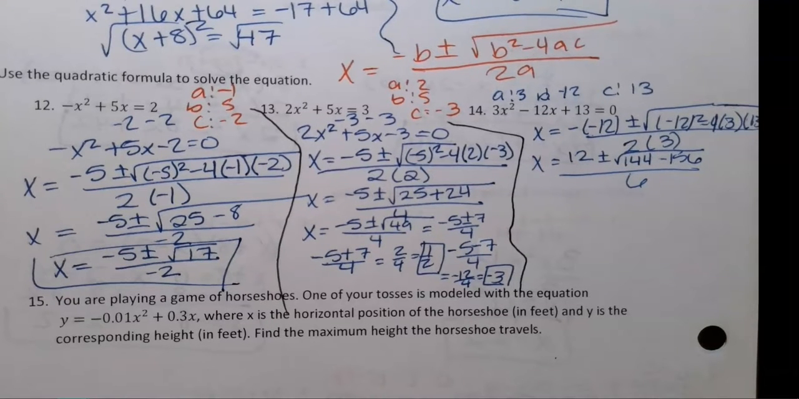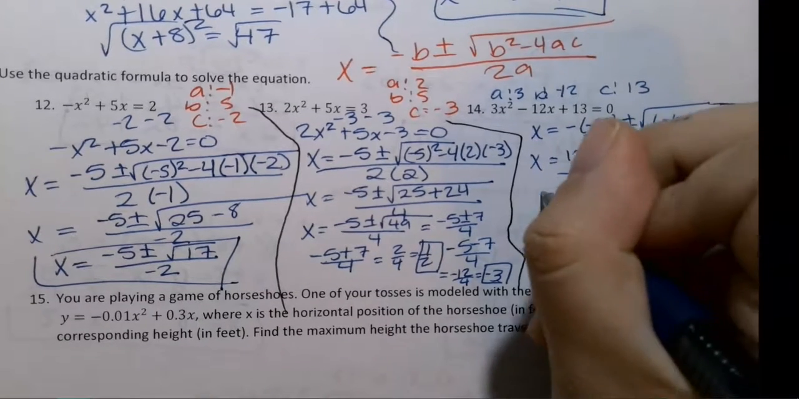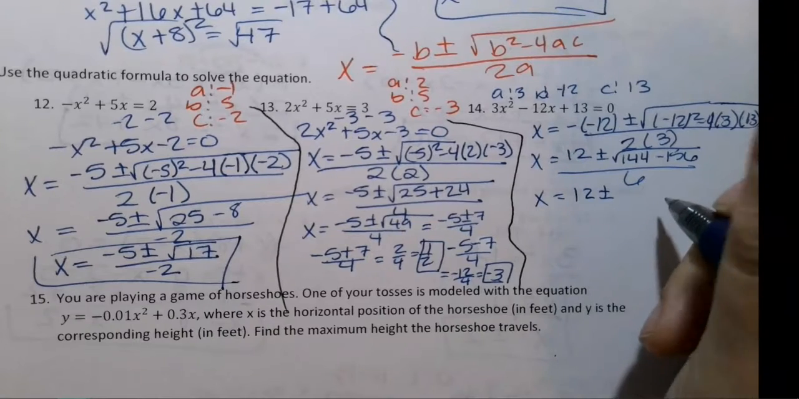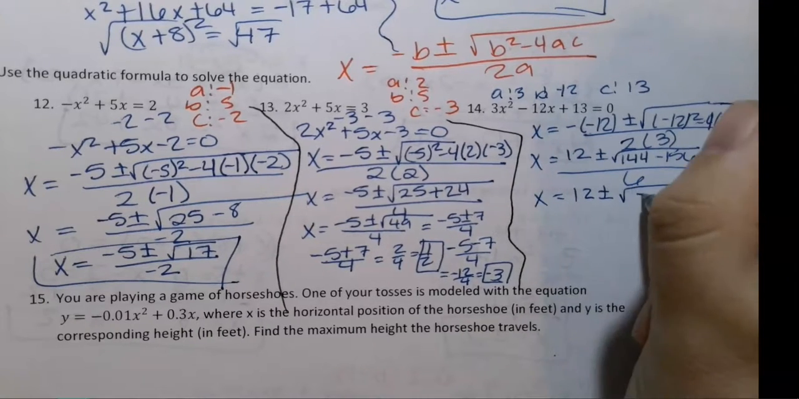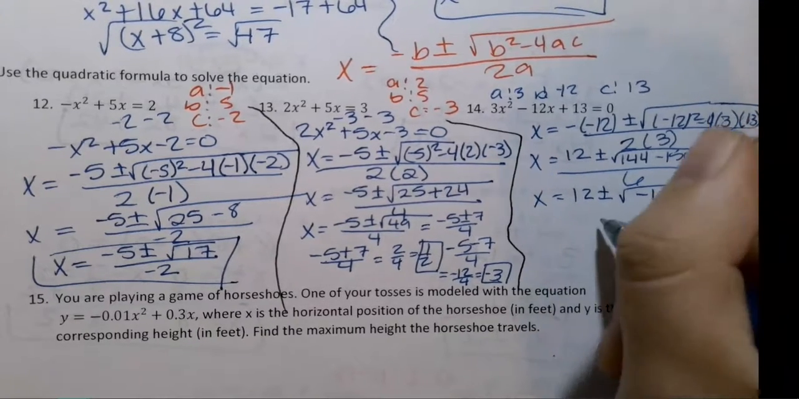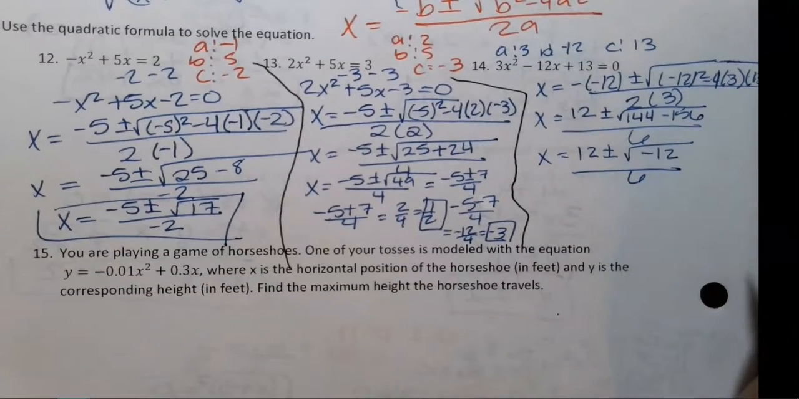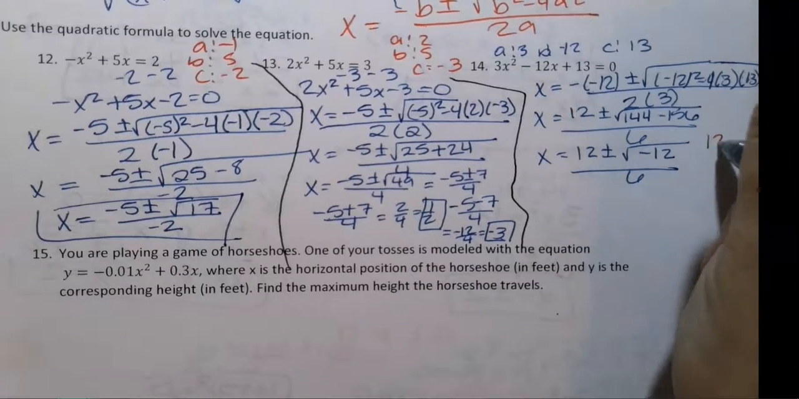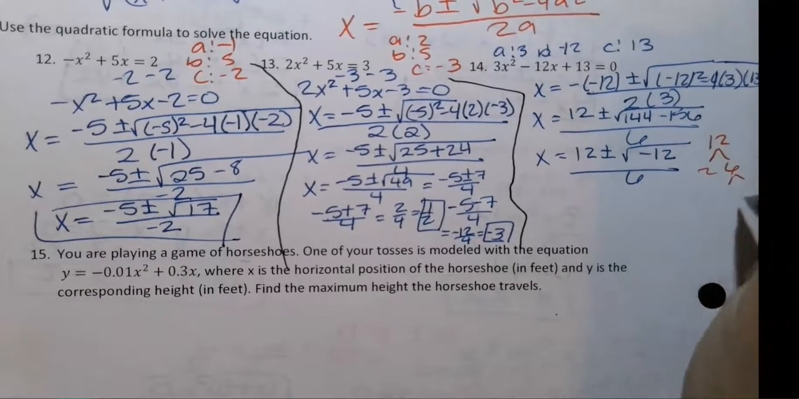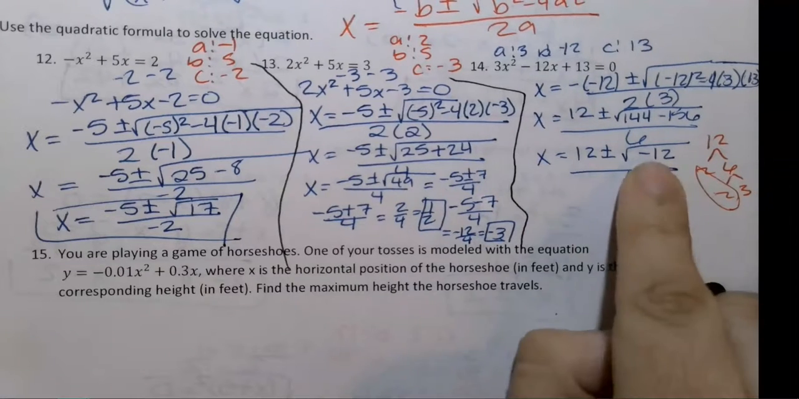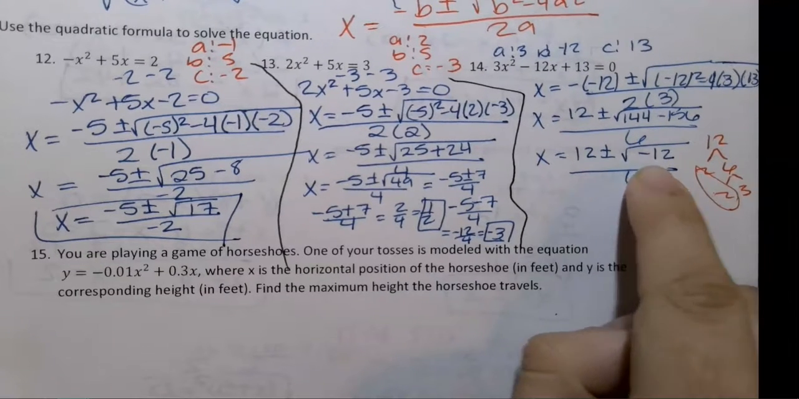Then what I want to do is subtract inside the radical. So I have 12 plus or minus the square root of 144 minus 156, which is negative 12, over 6. I want to see if I can factor tree 12, so I'll do that in red. It's going to be 2 and 6, 2 and 3. So I can pull out a 2. And because it's negative, it's also going to turn into an i.